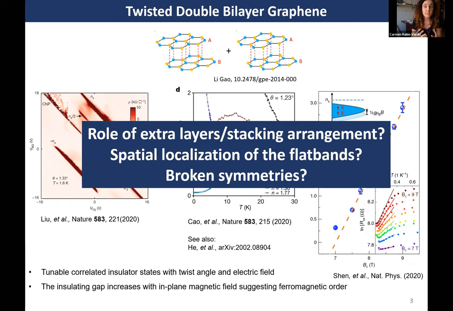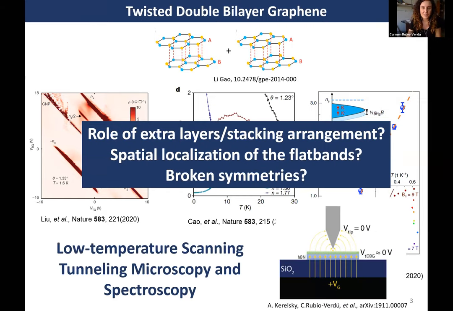And also, can we expect some broken symmetries also in twisted double bilayer graphene? And as you will see later, the answer is yes. So all the results that I will show today are low temperature scanning tunneling microscopy and spectroscopy. We measure at 4.5 Kelvin.